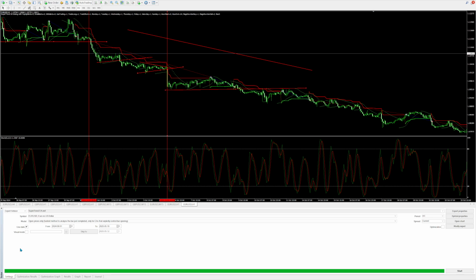This is in MT4 here. You select the expert advisor, so you've got SuperTrend EA selected there, the symbol that you wish to test, EURUSD. We can use the open prices model, as that's what the EA uses for backtesting faster.